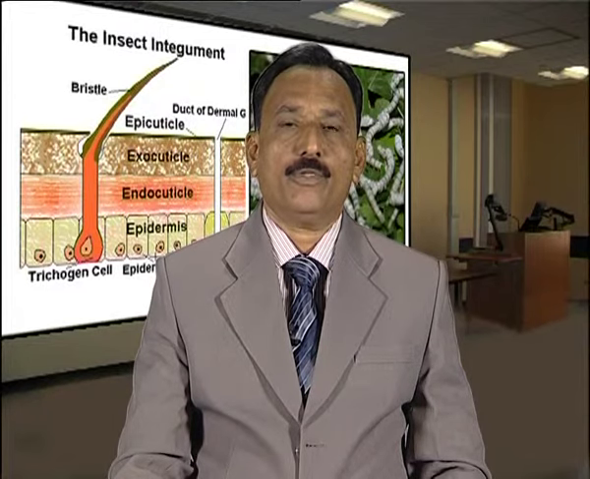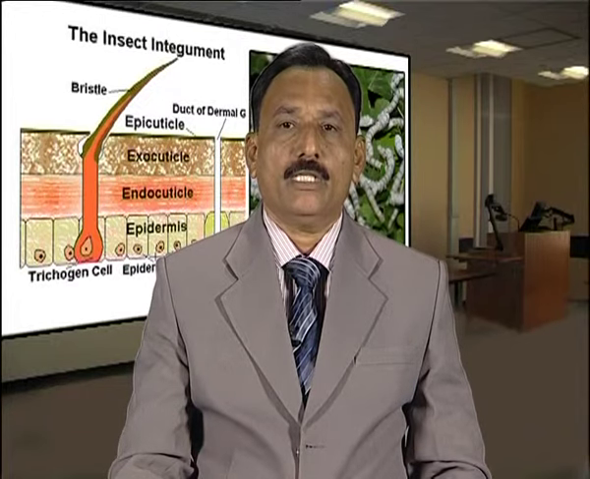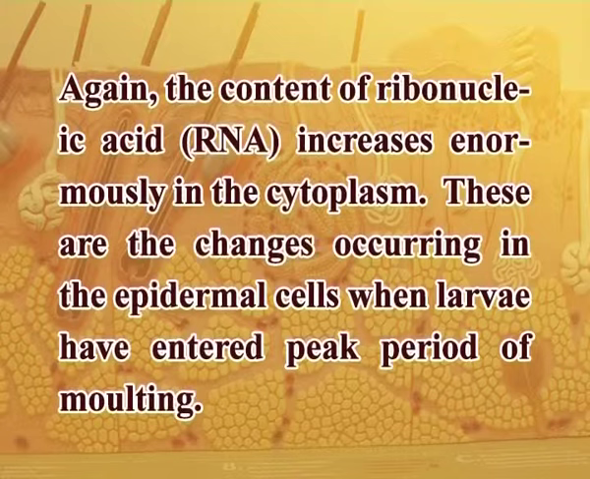A part of nucleoplasm enters the cytoplasm. Vacuoles appear in the cytoplasm and a large amount of glycogen appears around them. Again, the content of ribonucleic acid, that is RNA, increases enormously in the cytoplasm. These are the changes occurring in the epidermal cells when larvae have entered peak period of molting.